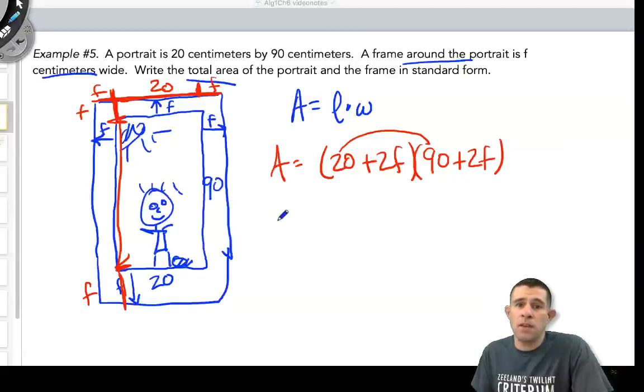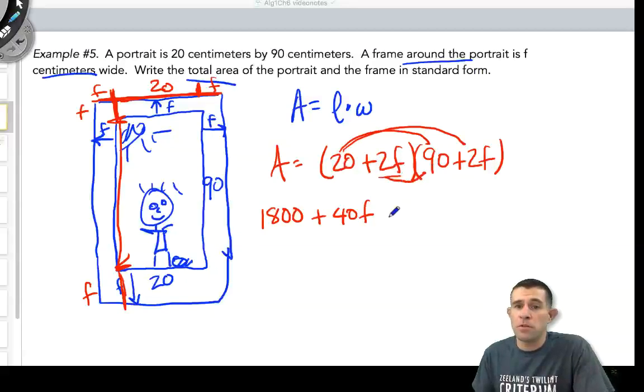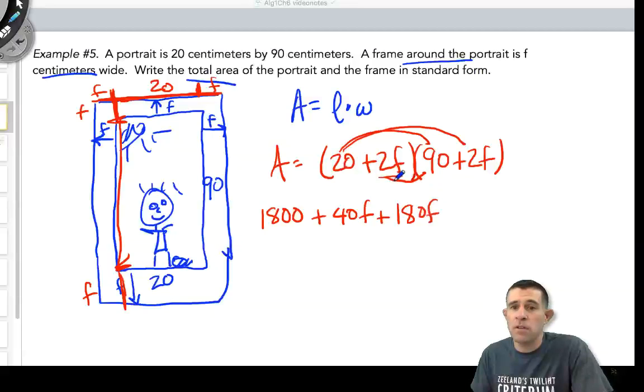20 times 90 is going to give us 1800. 20 times 2f gives us 40f. Now we're going to take 2f and distribute that to both of those 2 terms there. We have 2f times 90, which is 180f. And then 2f times 2f is 4f squared.